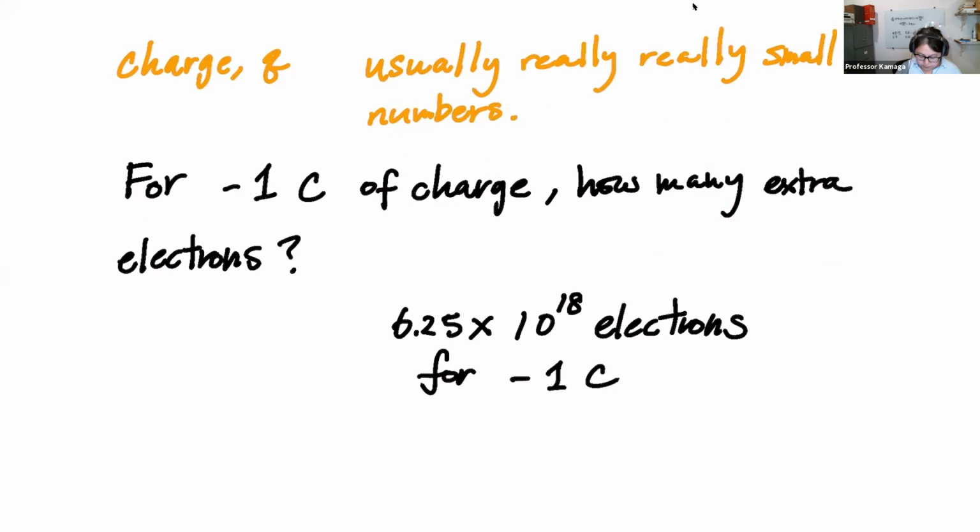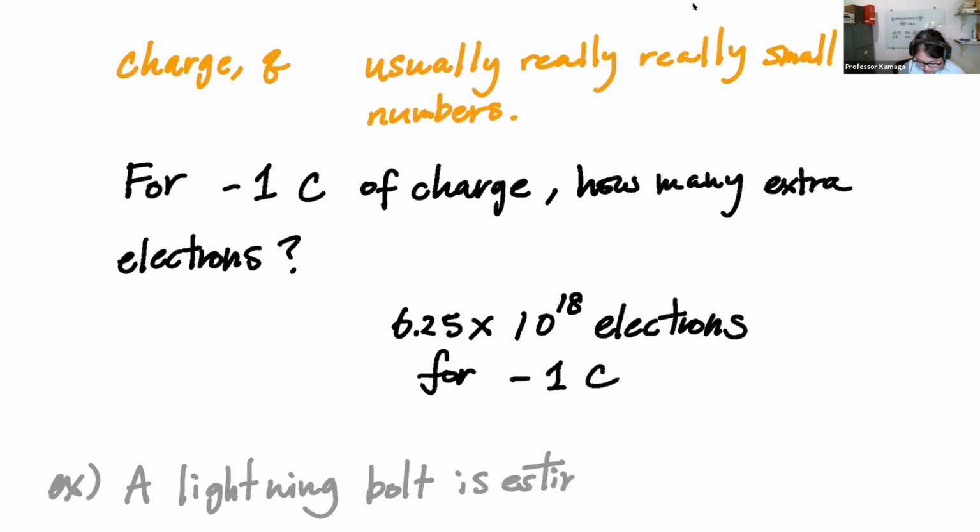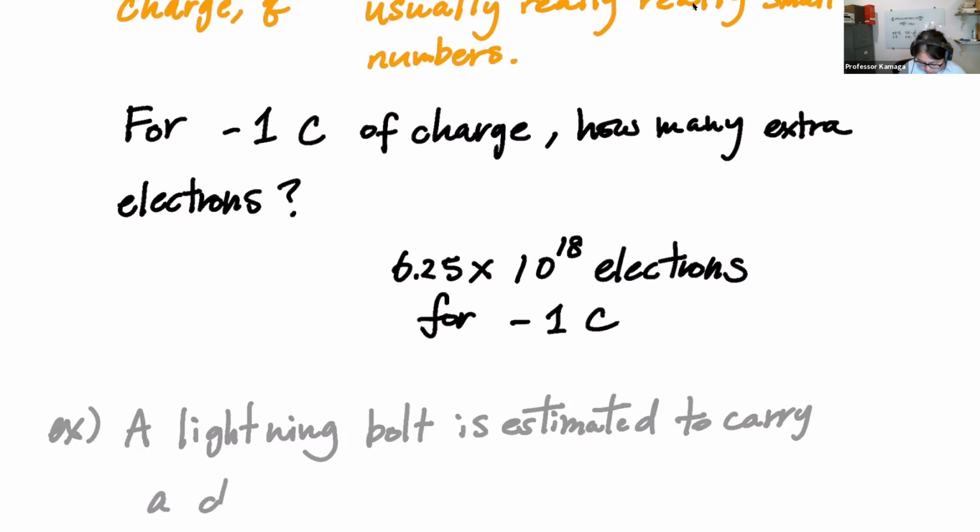So for example, a lightning bolt is estimated to carry a charge of, what do you think? 10 coulomb. So 10 coulomb is so many electrons.